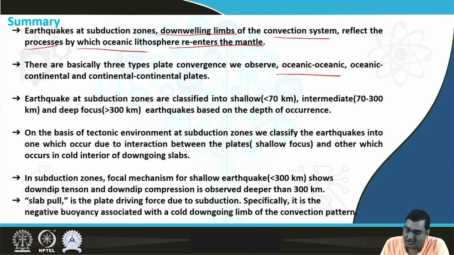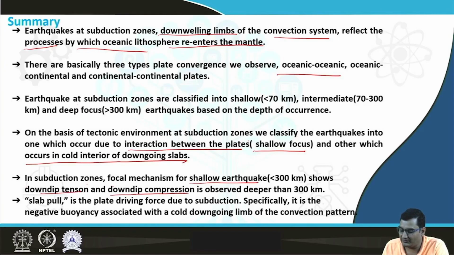On the basis of tectonic environment at subduction zones, we classify the earthquakes into one which occurs due to interaction between plates, that means shallow focus, and the other which occurs in the cold interior of the downgoing plates. In subduction zones, the focal mechanism for shallow earthquakes shows down dip tension and down dip compression. Down dip compression is observed deeper than 300 km. Slab pull is the plate driving force due to subduction. Specifically, it is negative buoyancy associated with a cold downgoing limb of the convection pattern.